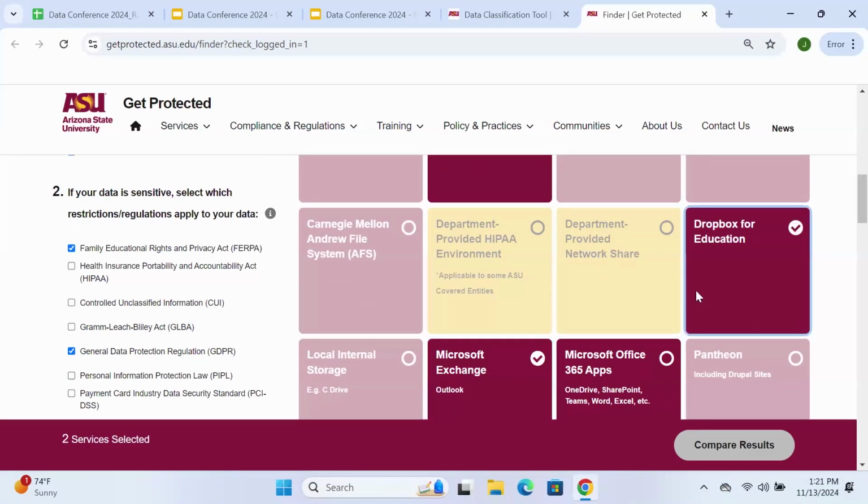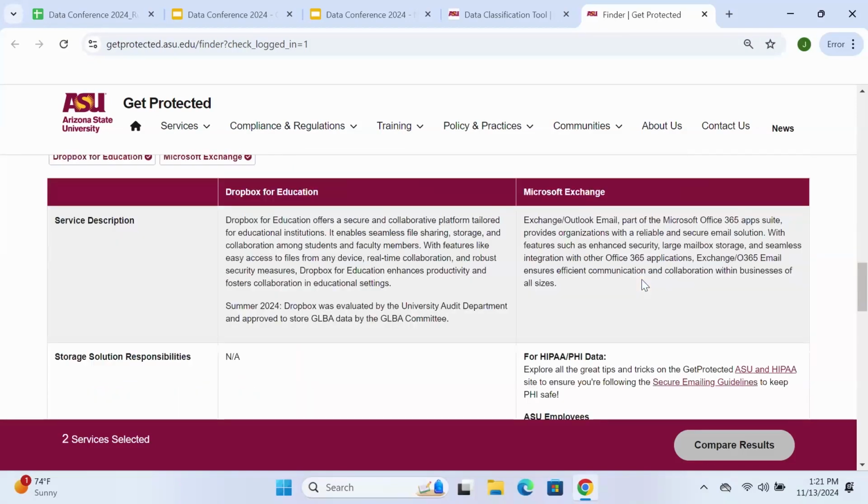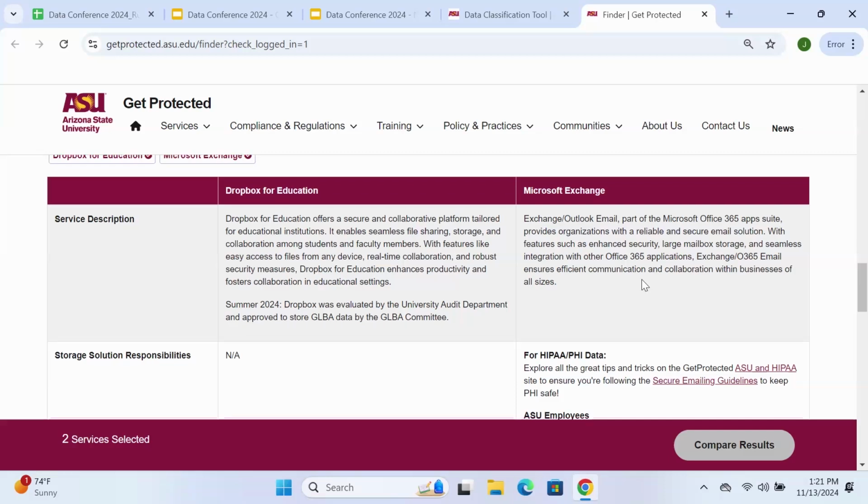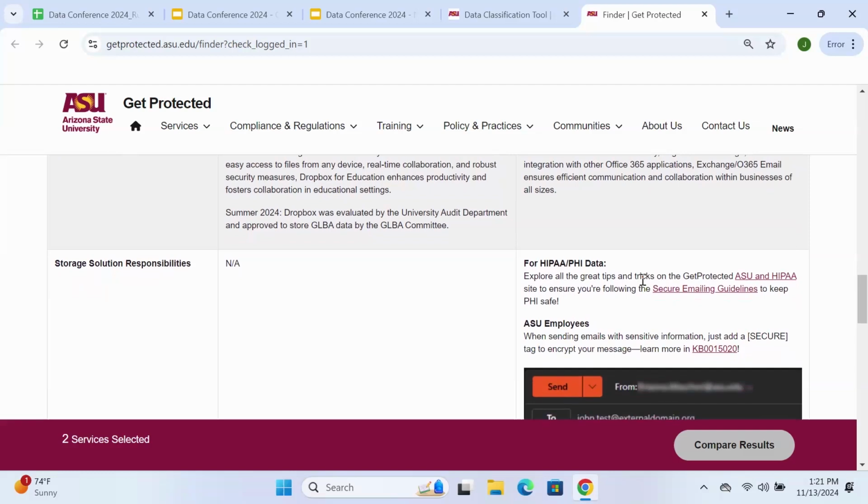And let's take Dropbox. And when you scroll down, you can see just a basic service description that gives you more information about what the service does. Does it meet my needs as far as what I'm looking for in a collaboration tool or a storage tool? And next, we do have some storage solution responsibilities that are specific to the tool that you have selected.